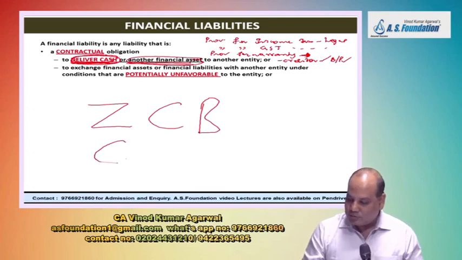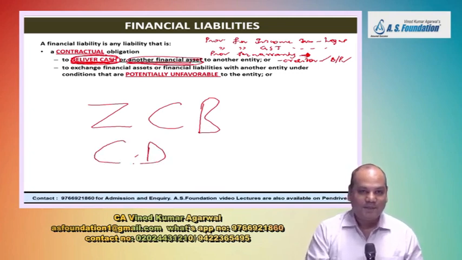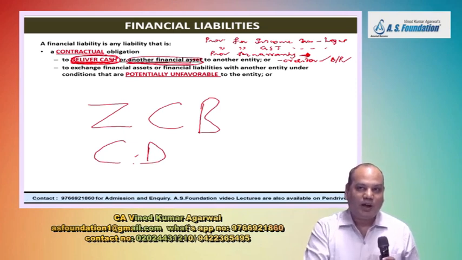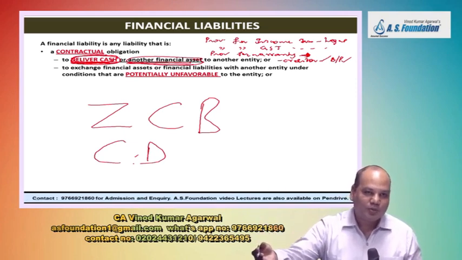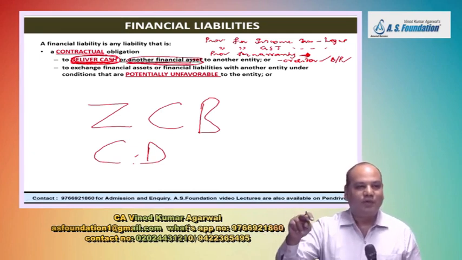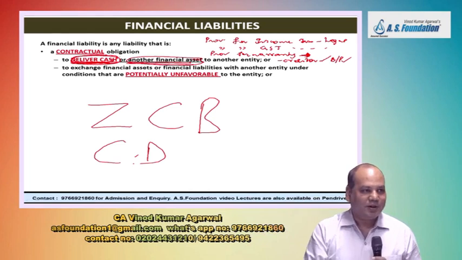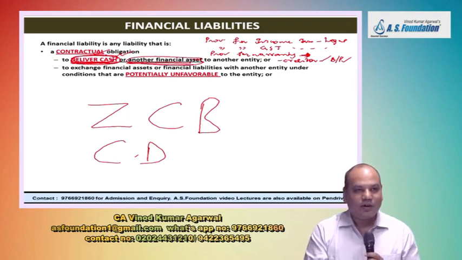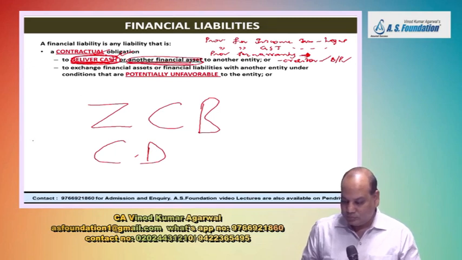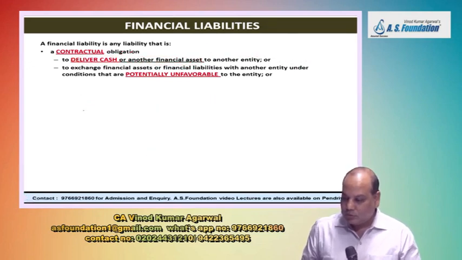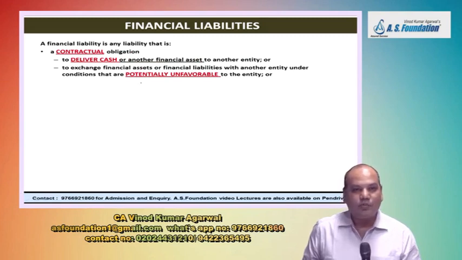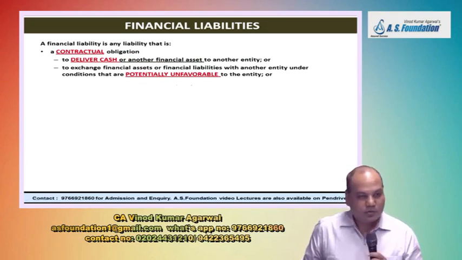What about a convertible debenture? Now, suppose you have to pay interest for 5 years and then it is going to be converted. Some portion of it is a financial liability because that interest part is your contractual obligation to deliver cash. Or exchange financial assets or financial liabilities with another entity under conditions that are potentially unfavorable to the entity.